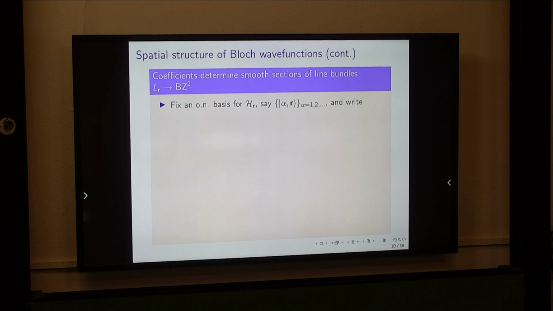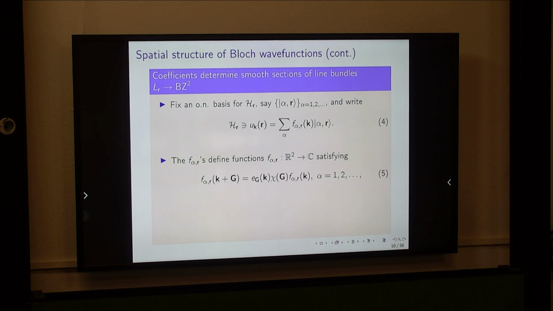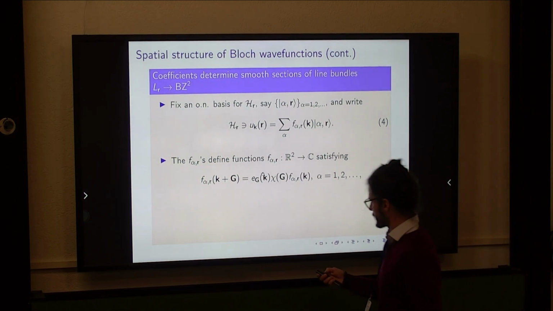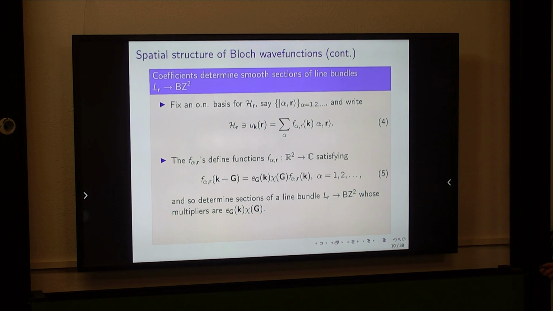So fix an orthonormal basis for the H_r. I don't know what the dimension is, so I just label it like this. And I write this in terms of components. And from the definition of Bloch wave function and the previous quasi-periodicity condition, you find that these functions, the coefficients, satisfy this relation, and therefore they determine sections not of L, but of L tensored with a line bundle, a flat line bundle.